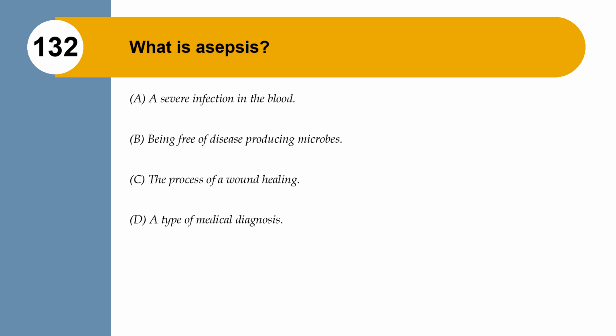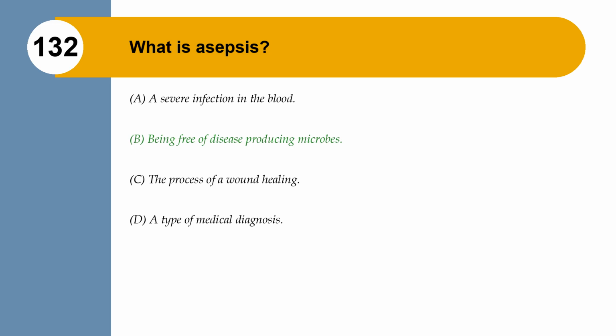Question 132. What is asepsis? Option A, a severe infection in the blood. Option B, being free of disease-producing microbes. Option C, the process of a wound healing. Option D, a type of medical diagnosis.